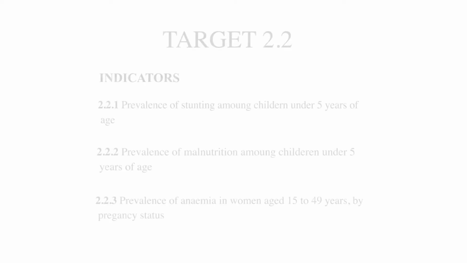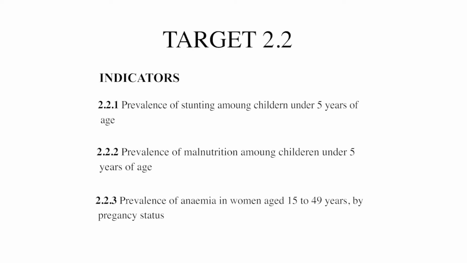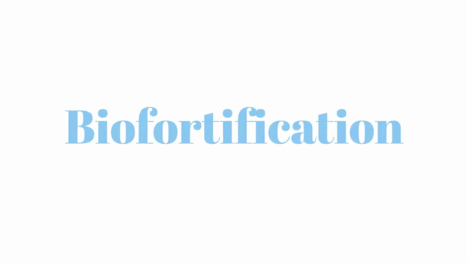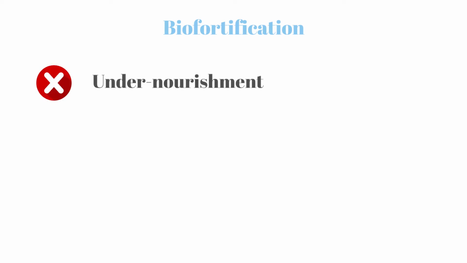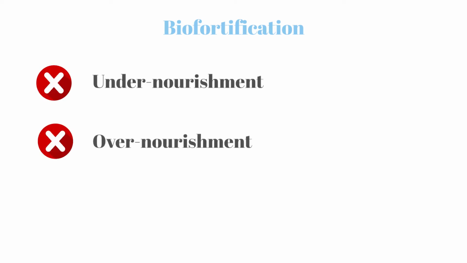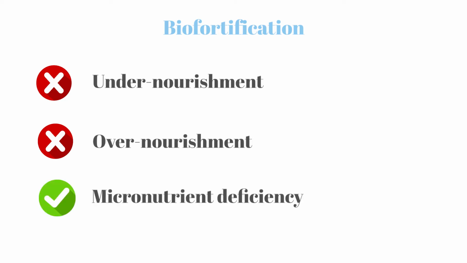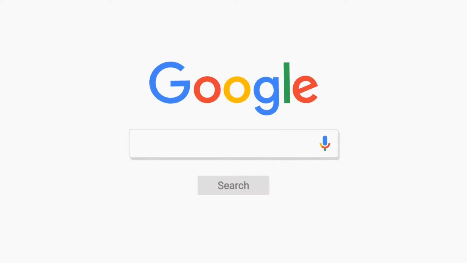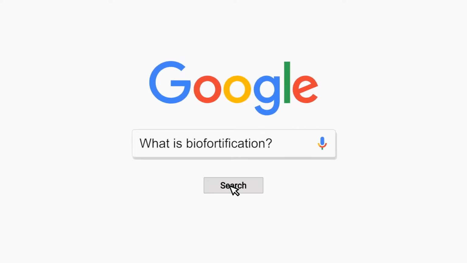So how can we tackle these indicators and help Dara's family? One rather genius solution for combating malnutrition is biofortification. Although not highly effective as a strategy against under- and overnourishment, this strategy is particularly sufficient in the prevention of the third form of malnutrition, micronutrient deficiency. But first, what is biofortification?